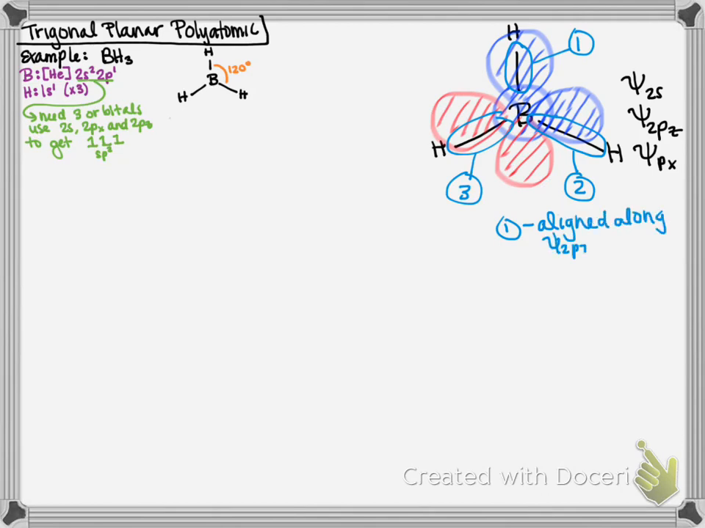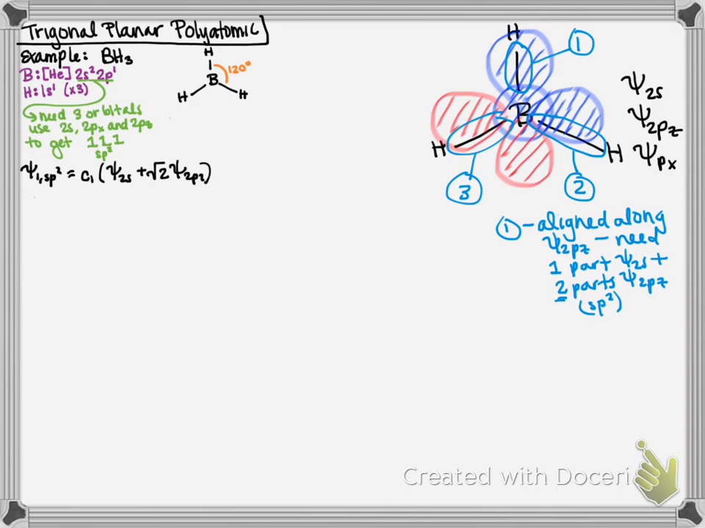So if we think about 1, this is actually aligned along the 2pz. But in order to have an sp2 hybrid orbital, we would need 1 part psi 2s and 2 parts psi of one of the 2p's. Since it's aligned along 2pz, we're going to take both parts from the 2pz. So let's make our wave function, or our orbital. We'll call this psi1 sp2. And we can think about having c1 psi2s plus square root of 2 psi2pz. Why did I use square root of 2 and not 2?